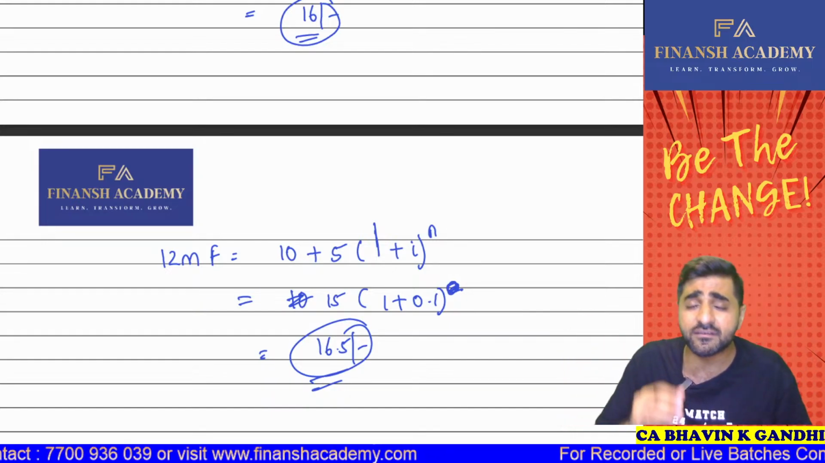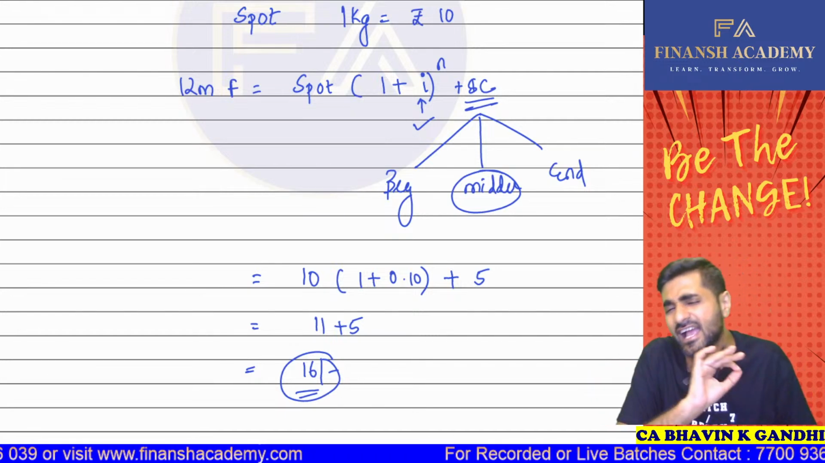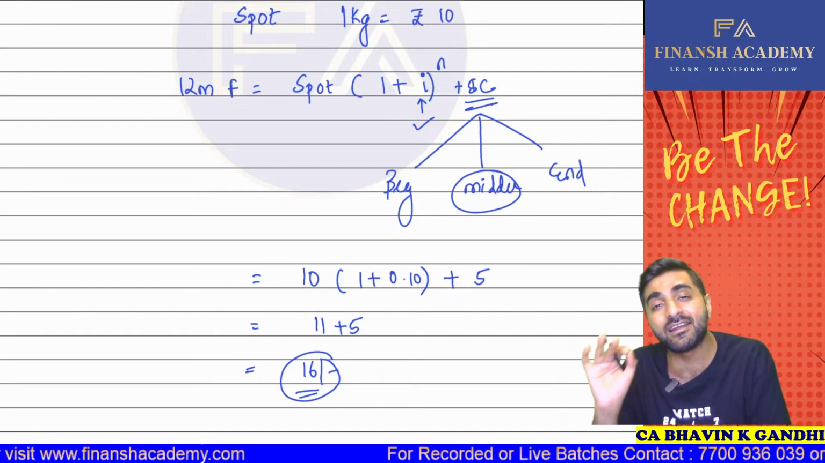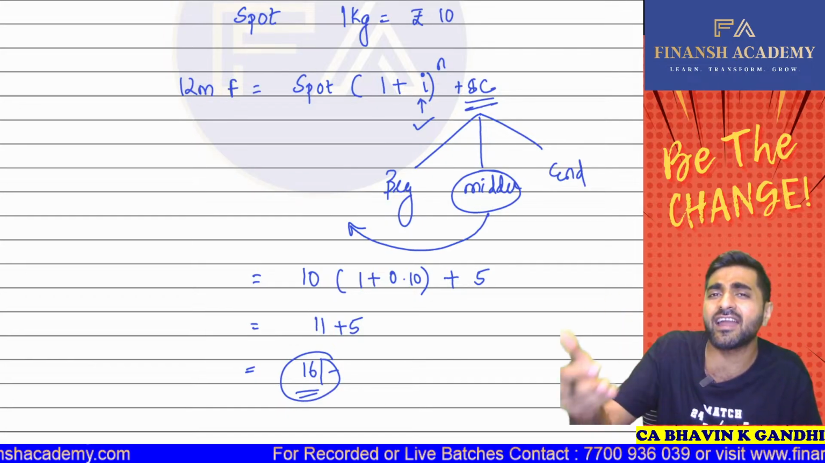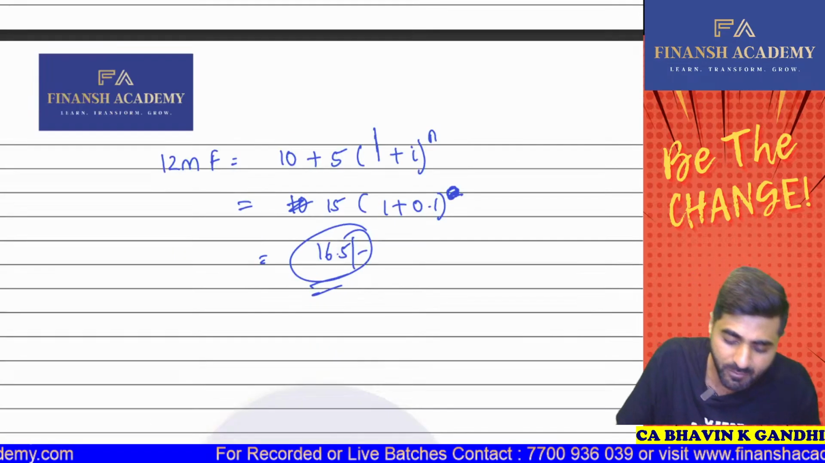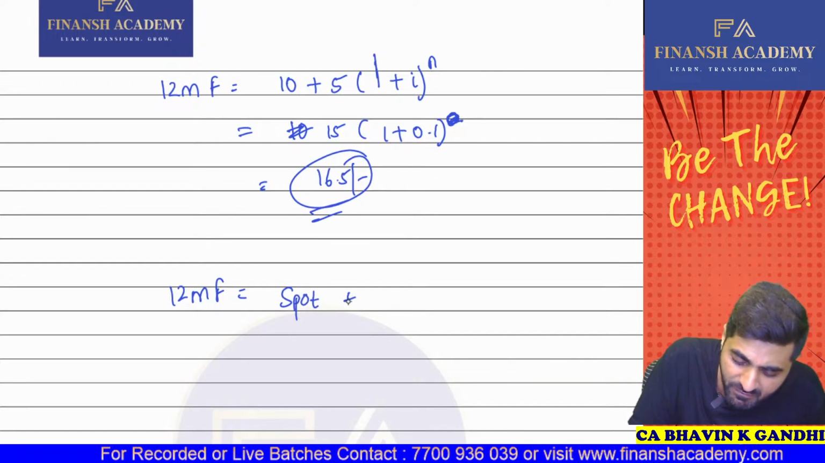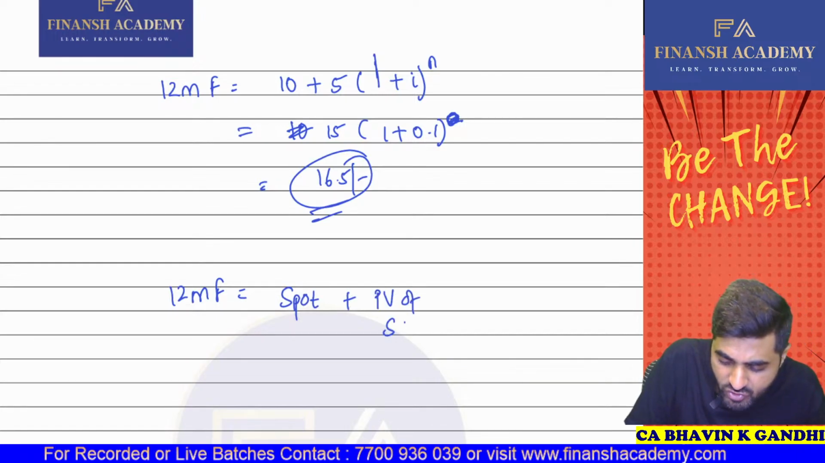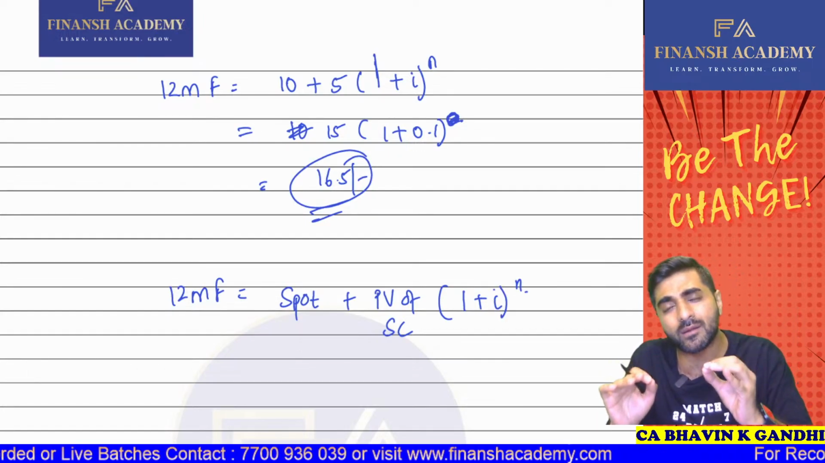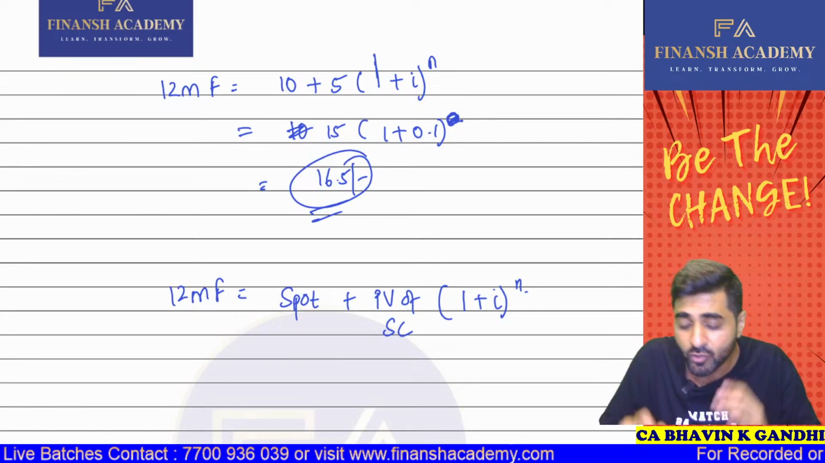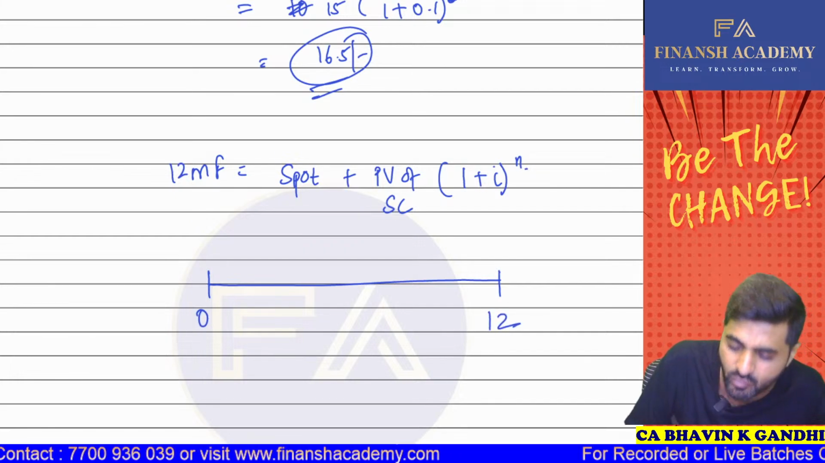But what if, my dear students, this storage cost is paid somewhere in the middle? Now, in this particular case, as you all know, if it is paid in the middle, then we have to first bring this to the present value terms and then add what is going to be the interest part. So what we will do in this particular case is, we will take the spot and then we will add the present value of the storage cost, and then the entire thing we will multiply by (1 plus i) raised to the power n. Now, what is the basic objective? Let's say, for example, it's a 12-month contract.